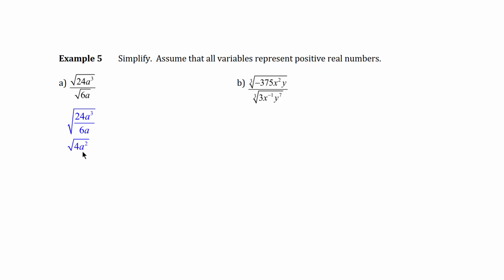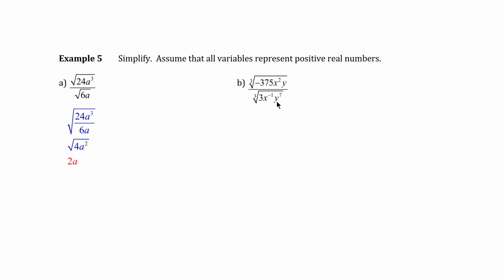Next, we take the square root of 4a squared. We get our final answer, which is 2a. Moving on to part B, we have the cube root of negative 375 x squared y divided by the cube root of 3x to the negative 1 power y to the 7th power.